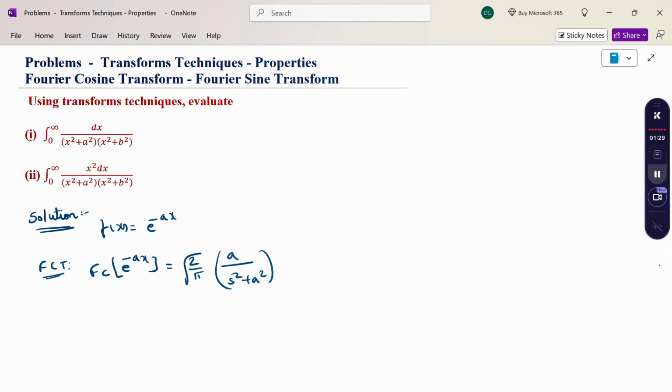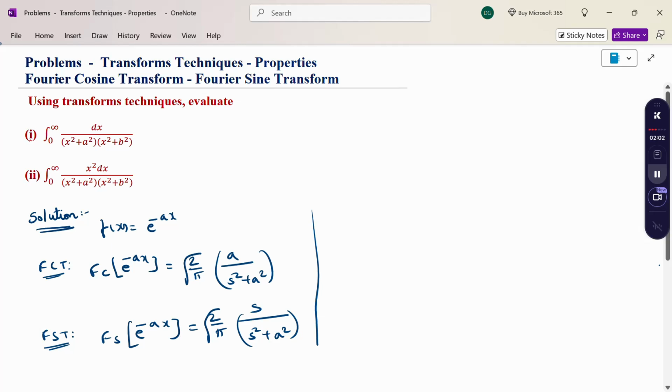And then the Fourier sine transform. When the function of x is e power minus ax, then the Fourier sine transform of e power minus ax is square root of 2 by pi into s by (s square plus a square). So this is the value of the Fourier cosine transform and Fourier sine transform when the function of x is e power minus ax.